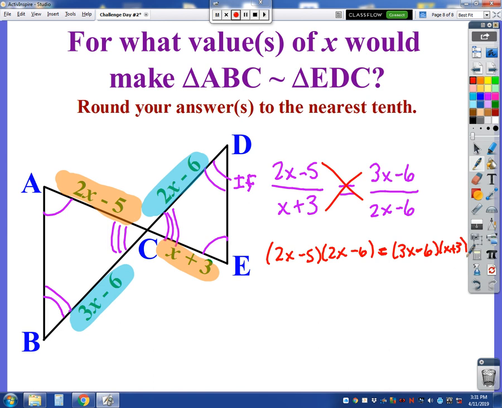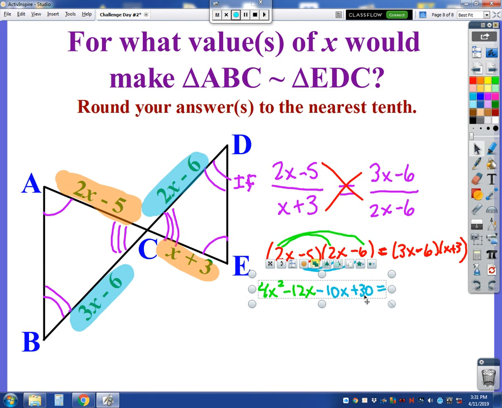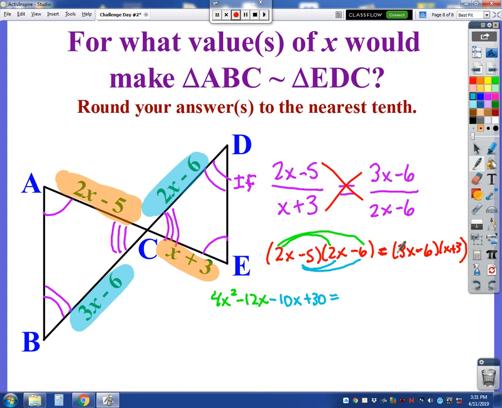So let me get all this written out here. Okay, so now distribute the 2x to the 2x and the minus 6. We'll get 4x squared minus 12x, and then distribute the negative 5 to the 2x and the negative 6, and we'll get negative 10x plus 30 equals, and now we can go FOIL and double distribute on the other side, but I just need to scoot this over to get a little bit more space here. Let's distribute the 3x to the x and the 3, so we'll have 3x squared plus 9x, and then let's distribute the negative 6 to the x and a 3. So we got minus 6x minus 18.